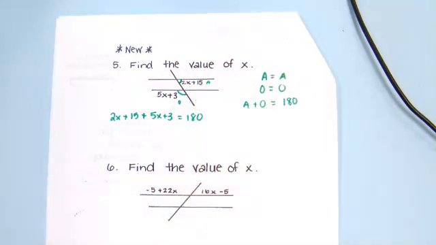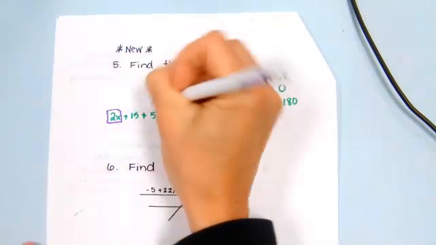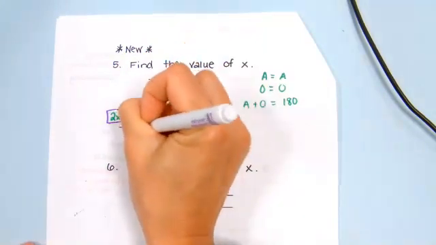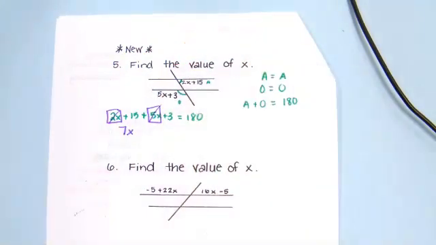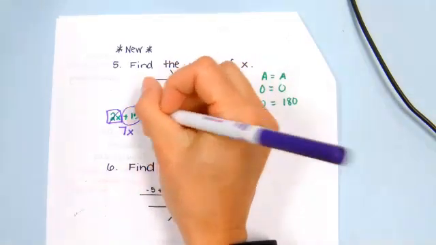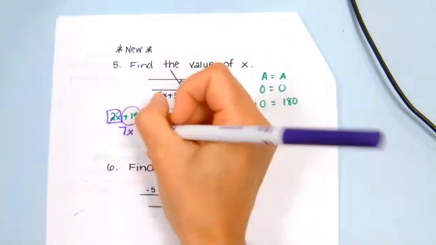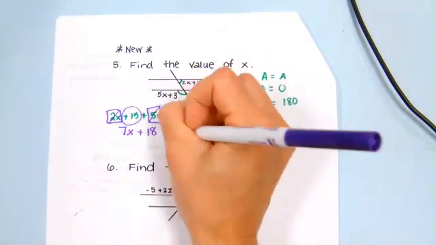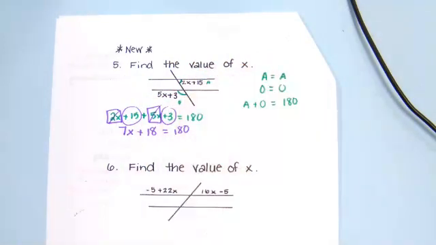We end up with this big, long equation. If you end up with a big, long equation, that's an indication that we probably have to add like terms. What can go together? 2x and 5x can go together. 2x plus 5x gives me 7x. Can I add any other like terms? 15 and 3 can also go together, giving us positive 18. Bring down equals 180. Now we've got the 2-step equation where we start canceling and dividing.